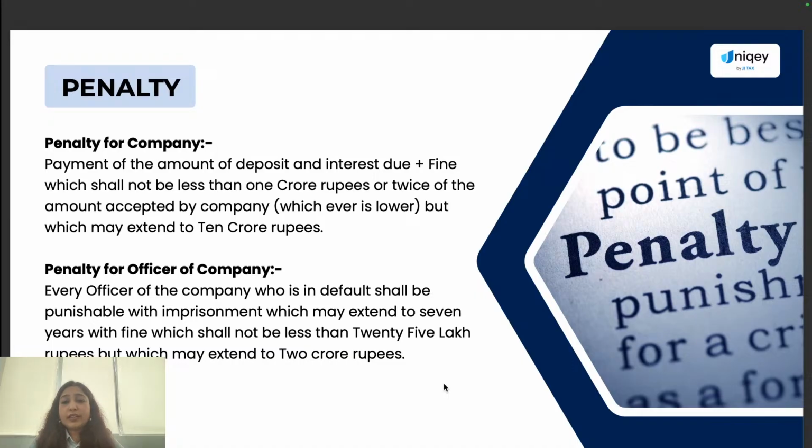Penalty. There is a lot of penalty, as the government is very strict about compliances nowadays, as you know. The penalty is the amount of deposit plus interest due, plus a fine which shall not be less than 1 crore rupees or twice the amount accepted by the company, whichever is lower, but which may extend to 10 crore rupees. Apart from that, a penalty will be levied on the officer of the company as well. Every officer in default shall be punished with imprisonment which may extend to 7 years, which is a very long period, along with a penalty of not less than 25 lakh rupees which may extend to 2 crore rupees.